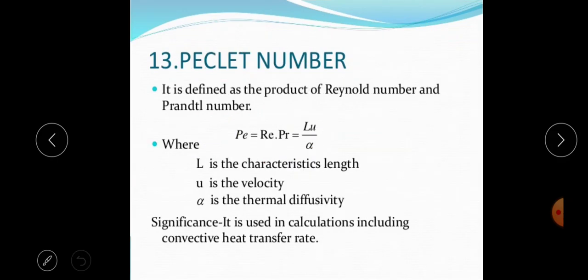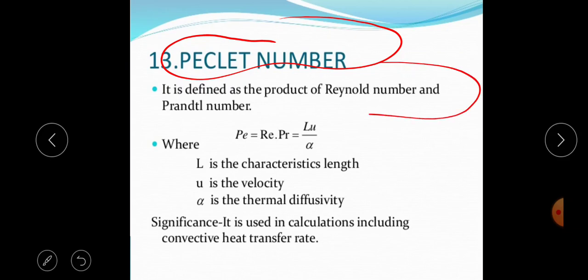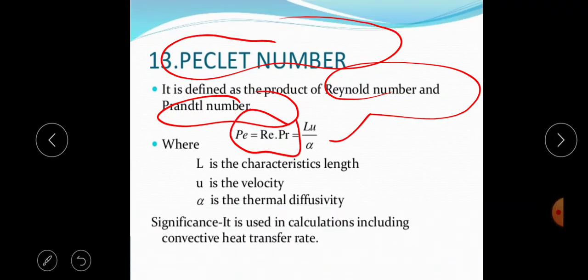And next is the Peclet number. What is Peclet number? It is defined as the product of Reynolds number and Prandtl number. So it is the product of two numbers, Reynolds number and Prandtl number. Here you can see, when we put the formula, we get Lu divided by alpha. Pe is the Peclet number, of course, L is the characteristic length, U is the velocity, and alpha is the thermal diffusivity.